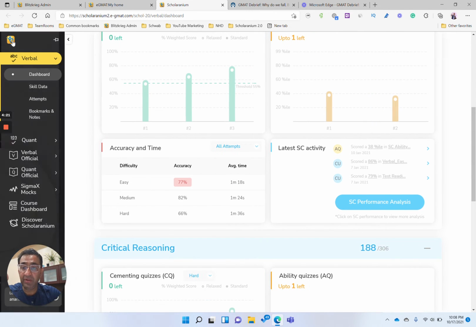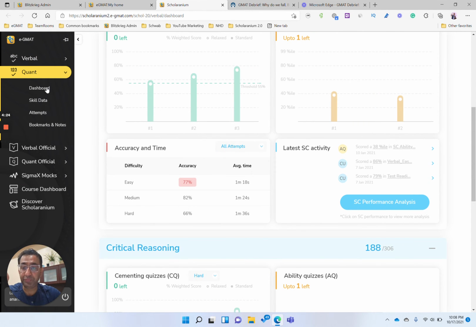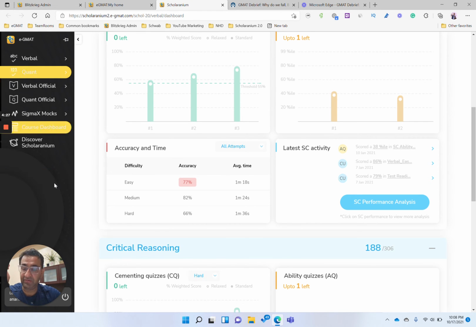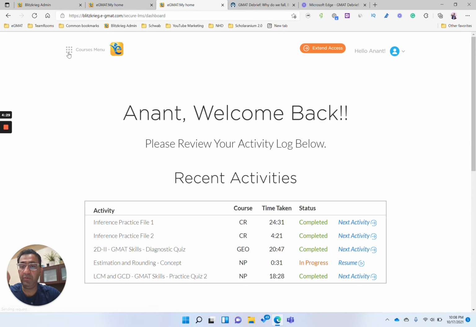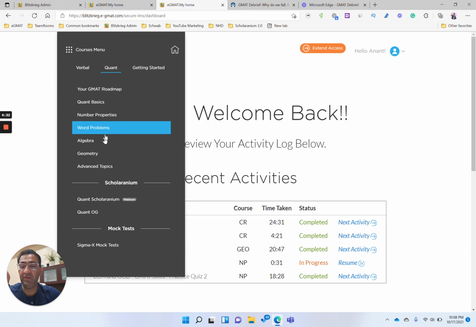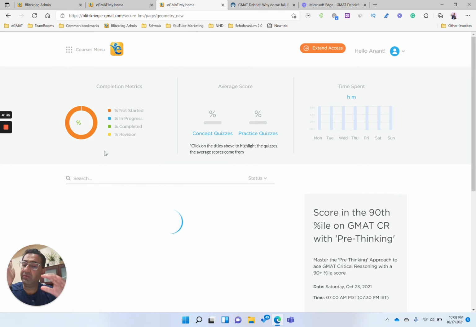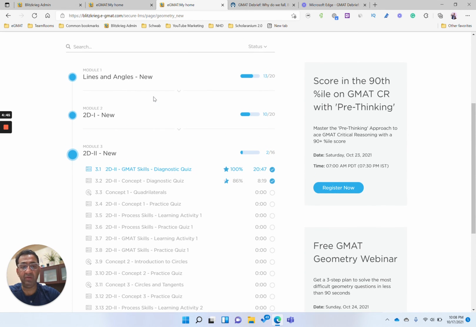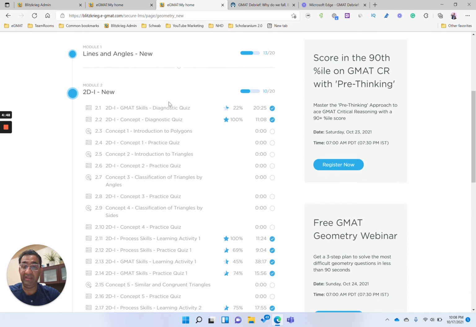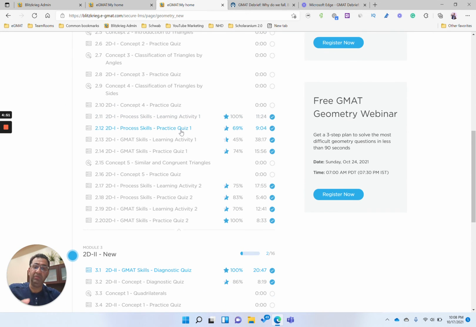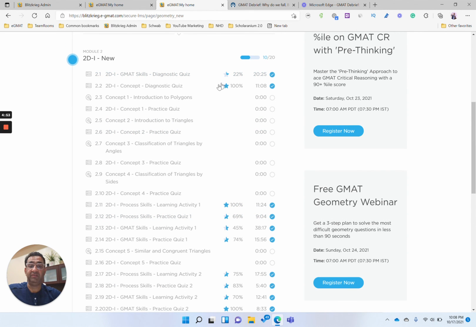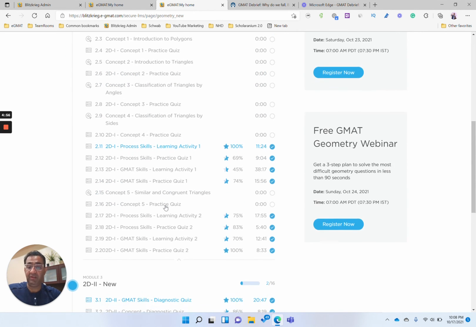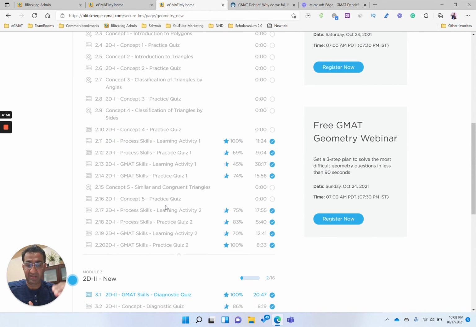Similarly, on the quant side, let's go to his course dashboard in quant. I'm going to go into his geometry module. You can see how he used expert AI to focus on areas where he needed help. I'm going to look at his 2D2 module, where he scored 100% in his GMAT skills diagnostic quiz. Consequently, he recognized he didn't have to study a whole lot. However, in 2D1, he did not do as well, and consequently, he only did the portions that he needed to do. Why? Because conceptually he was really good, so he focused on learning the process skill files, essentially saving a ton of time.